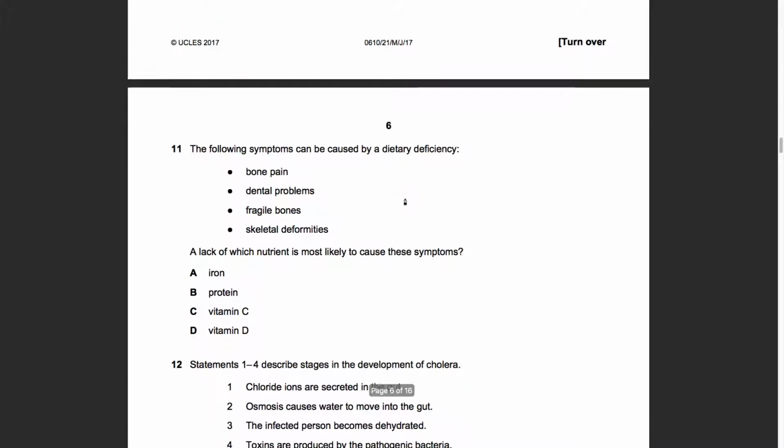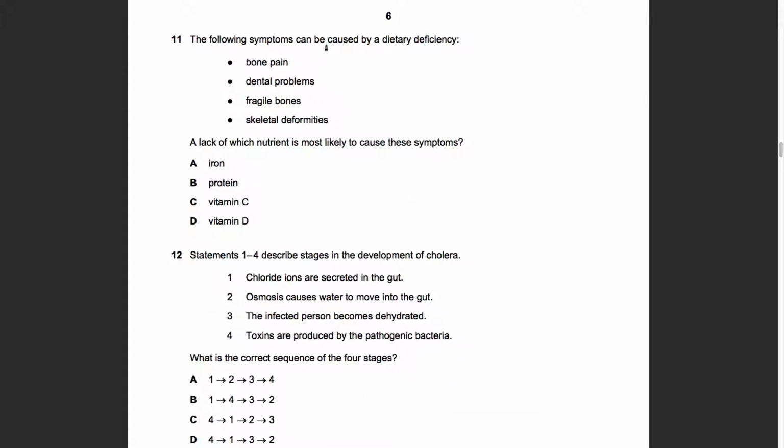Right, 11. We are a quarter of the way there. Okay, following symptoms can be caused by a dietary deficiency, so a lack of something in the diet. If we look through all 4 bullet points, it's something related to either our bones or our teeth. Again, 3 of them are down to bones. 1 of them is to do with the teeth.